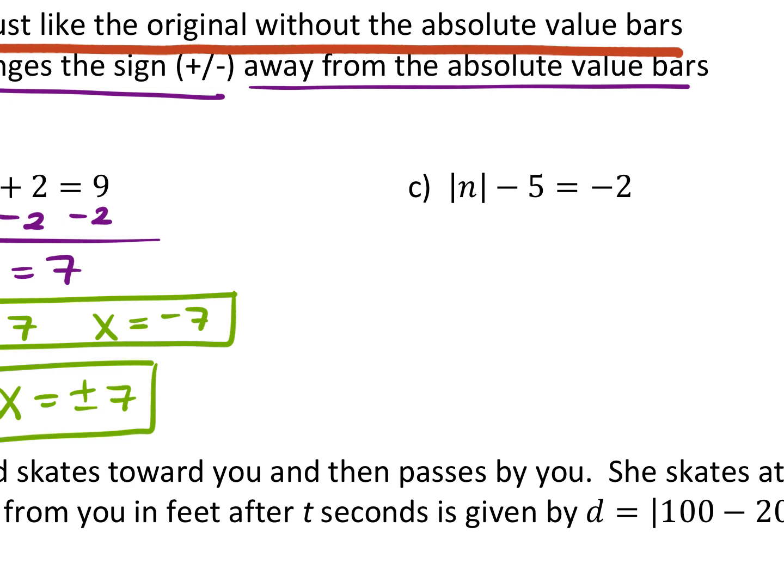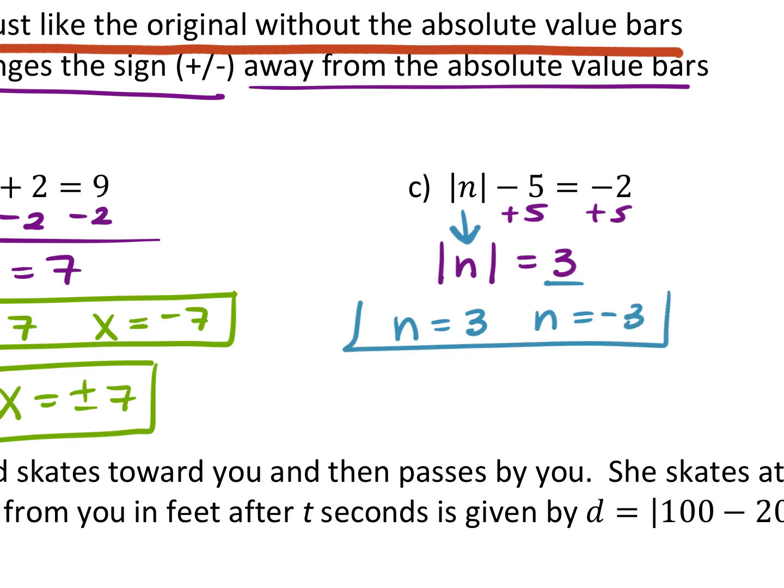How would we isolate our absolute value? Plus 5. Plus 5. So the absolute value of n equals 3. Now what? Take away the sign. You've isolated, so we're going to take away the bars and say n equals 3 and n equals -3. Because I could put 3 in here or I could put -3 in there and it will still equal 3. Okay, so it's this or it's this.